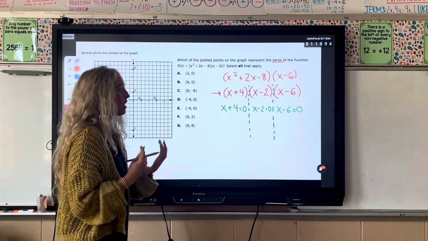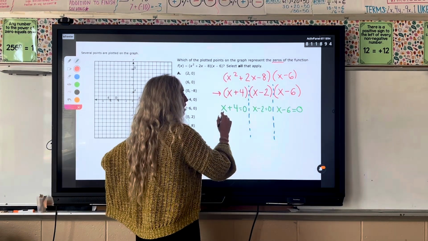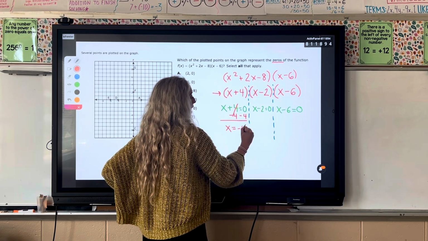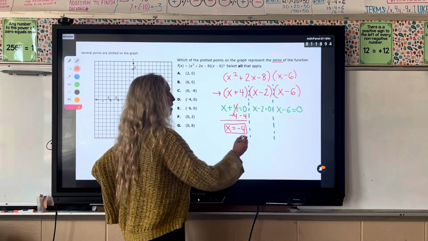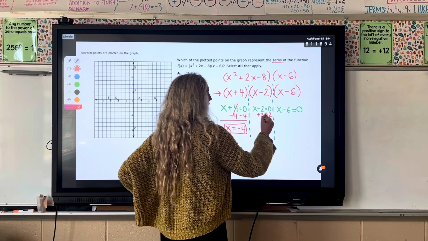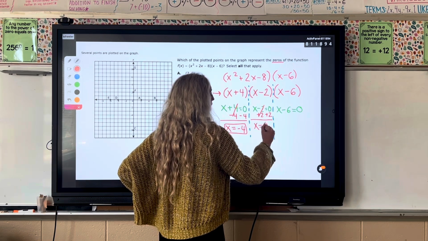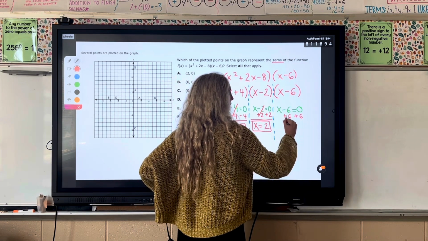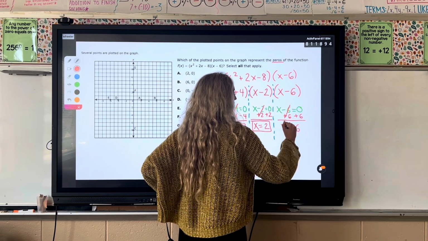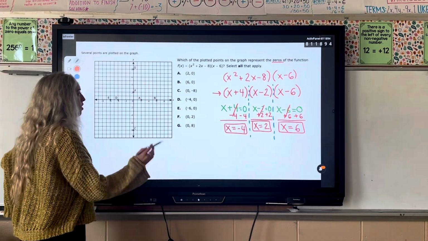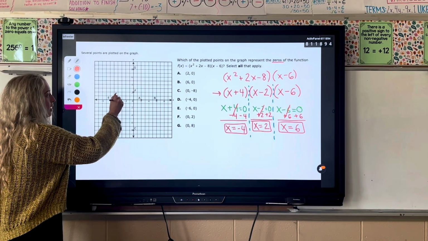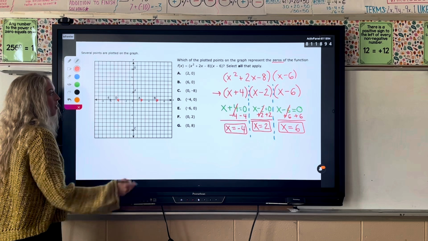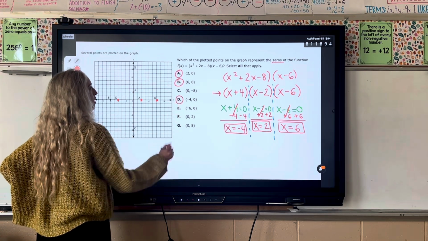When it's time to go ahead and solve this, it's pretty easy. It's just inverse operations. So to get x by itself, I would need to subtract 4 from both sides, which tells me that x equals -4 is a solution. Here, to undo the subtraction of 2, I would need to add 2 to both sides, which gives me +2 as another value. And here, same thing, to undo subtracting 6, I will add 6 to both sides, and that's going to give me 6 as my final solution. So now looking back over here, I've got -4, which is D, 2, which is A, 6, which is B. So A, B, and D are the correct choices.